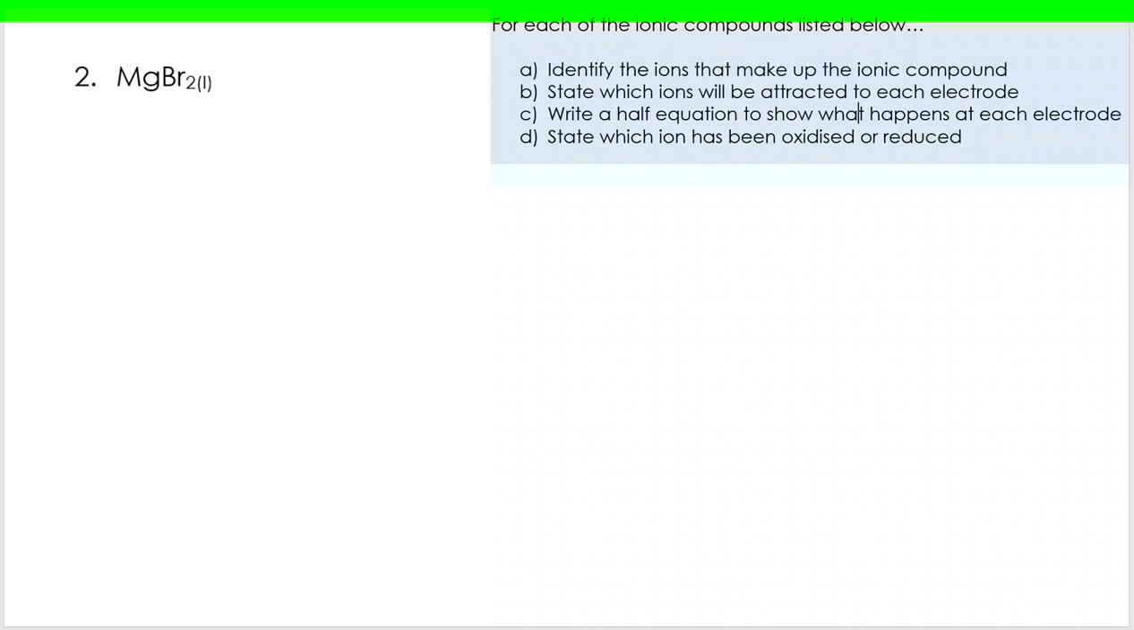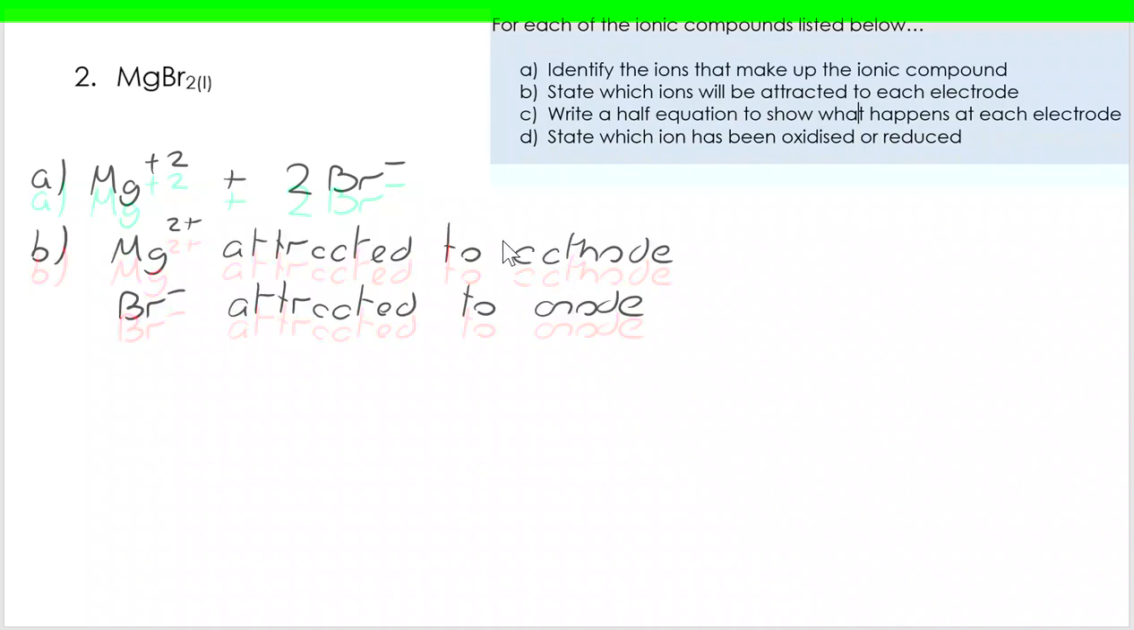So MgBr2 is going to be made up of Mg2+ and Br-. There are 2 of them. Bromine is group 7, -1 charges. Magnesium is group 2, so ions will have a charge of +2. The magnesium will be attracted to the cathode because it's a positive ion and the cathode is negative. The bromide ions are negative, so they are attracted to the positive anode.